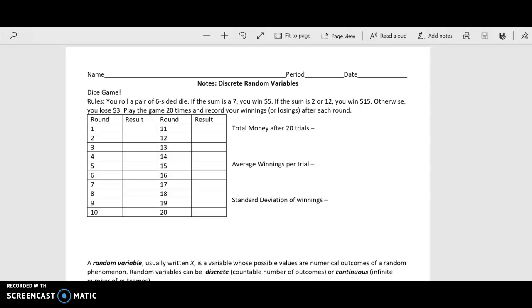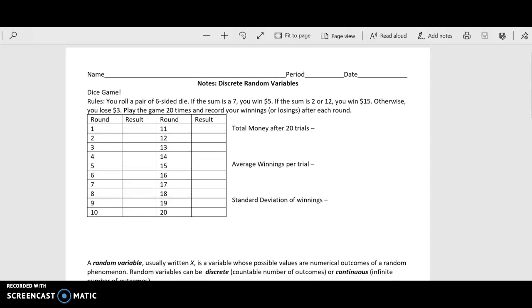If we have a dice game where we roll a pair of six-sided dice, if the sum is 7, we win $5. If the sum is 2 or 12, we win $15. Otherwise, you lose $3. We're going to pretend that we've played this game 20 times and record your winnings or losings after each round.